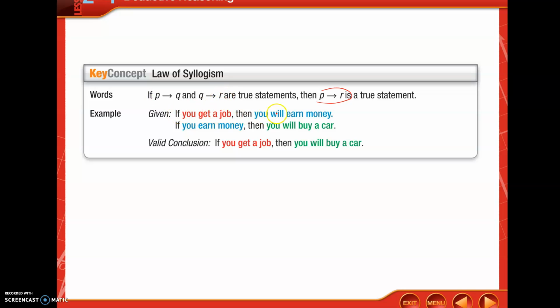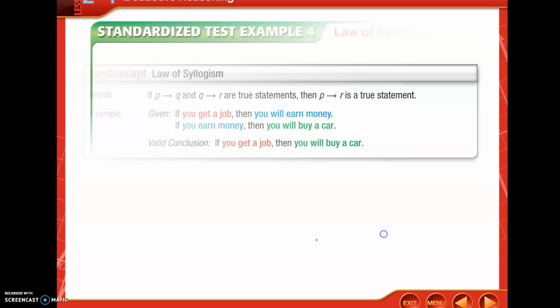So if you get a job, then you will earn money. The second statement has to start with this then. If you earn money, then you will buy a car. So my valid conclusion using law of syllogism is if you get a job, then you will buy a car.